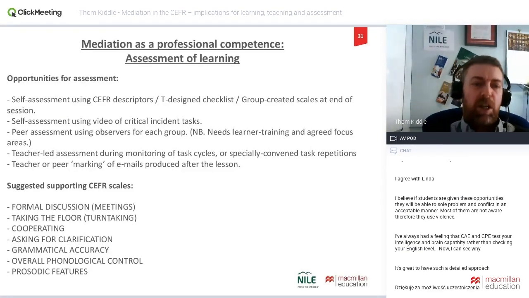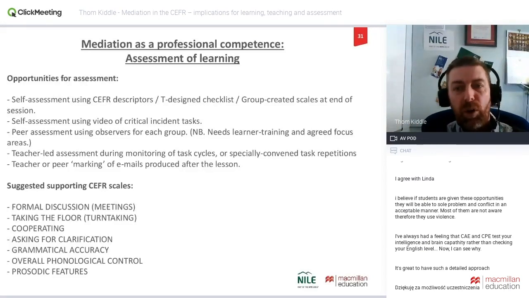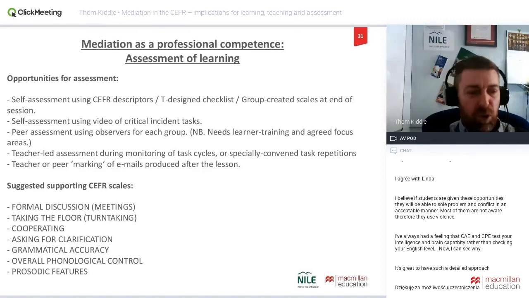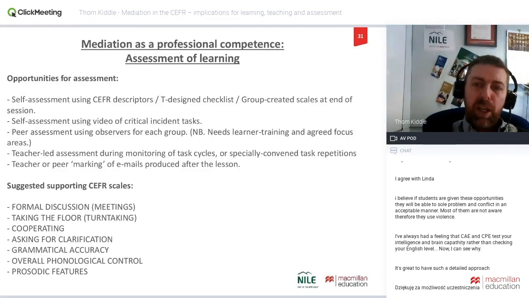The cooperating scales, the asking for clarification scales, the scales of grammatical accuracy might be useful, the scales of phonological control that have been hugely developed in the new companion volume. All of these might be useful for building out assessment criteria which allow us to get to the real heart of what's involved in successfully mediating as described in the CEFR.